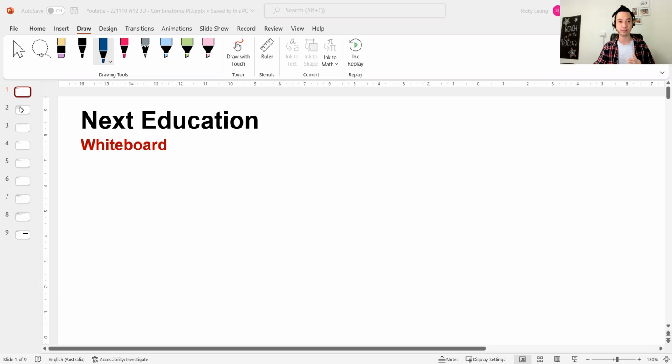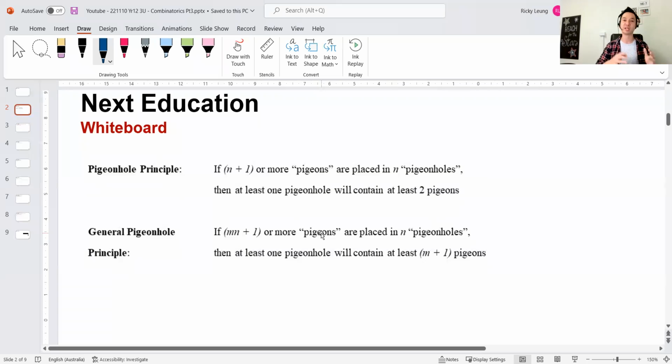Now, let's start with the framework. There's a number of definitions for the pigeonhole principle that you can find in textbooks, on the internet. This is my condensed version, and I split it into two because the first one demonstrates the pigeonhole principle in its simplest form. And let me just talk about it, right?